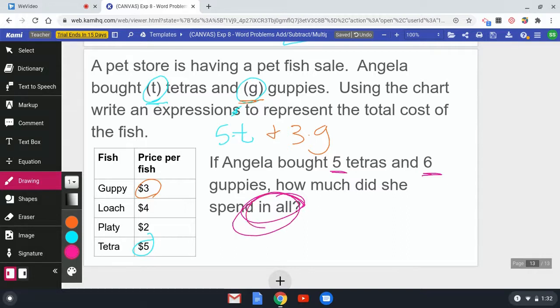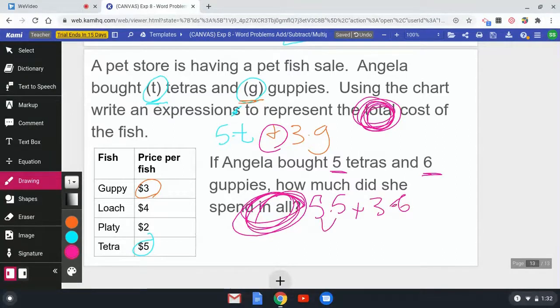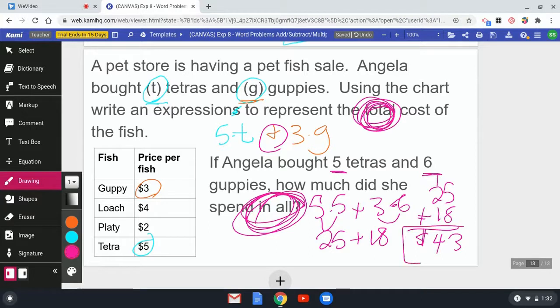If Angela bought 5 tetras and 6 guppies, how much did she spend in all? That's how I knew to add. Up here I have the word total, and down here I have the word all, which means to add. So substitute in 5 times 5 plus 3 times 6. 5 times 5 is 25. 3 times 6 is 18. So I'm just going to add it over here. Ooh, not subtract. 5 plus 8 is 13. $43 she spent on tetras and guppies.